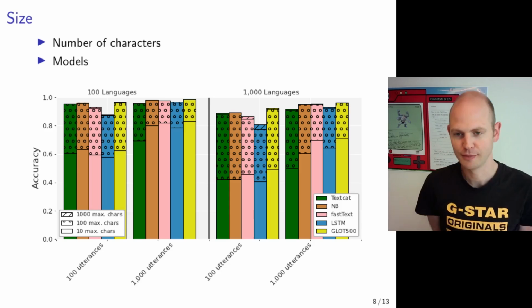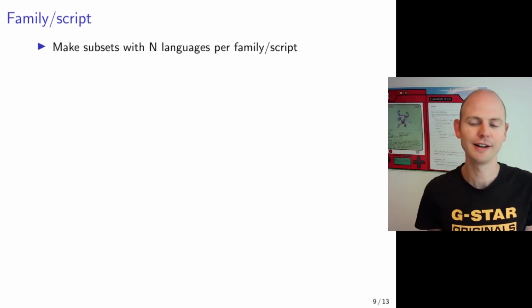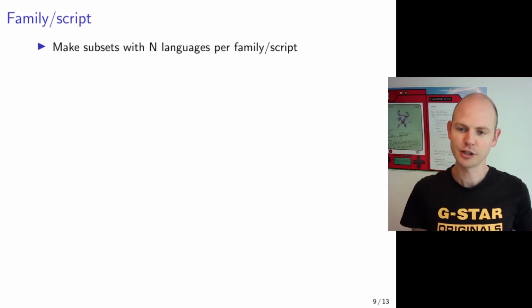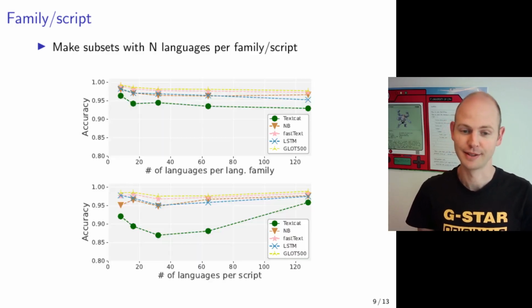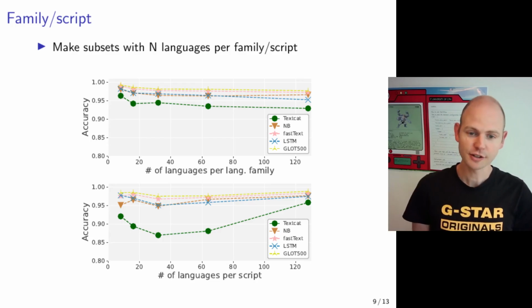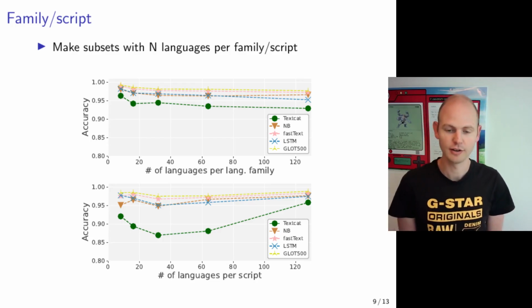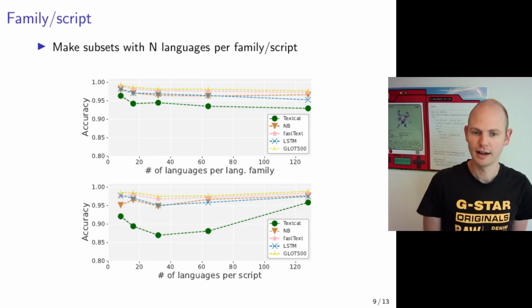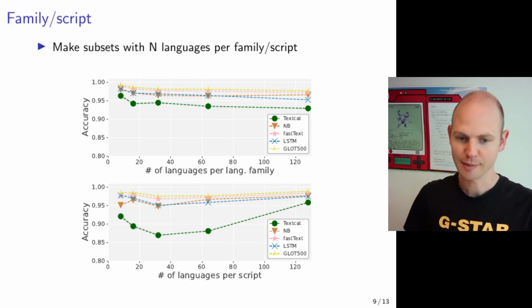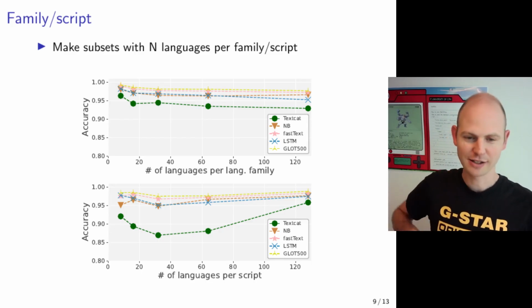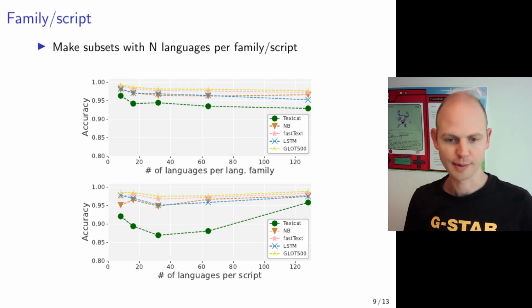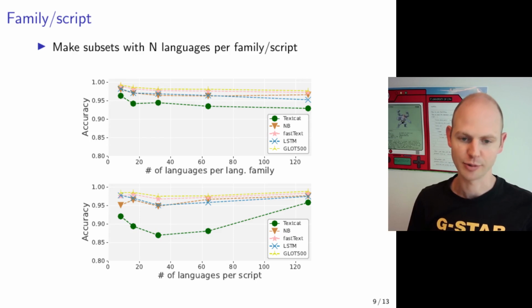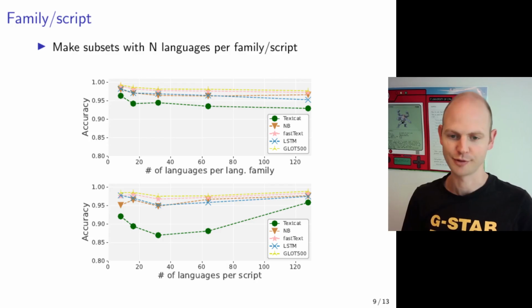Now let's look at the families and scripts next. To evaluate for these, I make different subsets of my dataset with a specific number of languages per family or per script. These are the results, and the trends actually show only a small impact. The impact for script is a bit larger than for family, and we get this very surprising U-shape here. I hypothesize that this is because we can learn more accurate representations when we get more data per script. So that's why the medium numbers lead to the lowest performance.